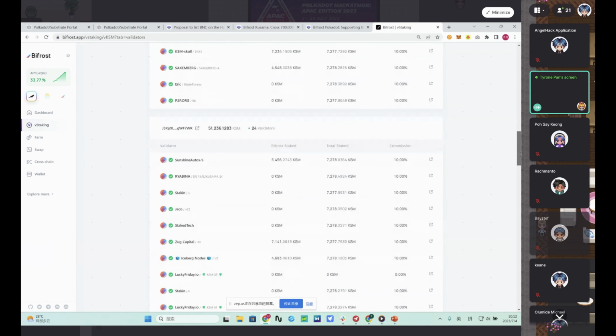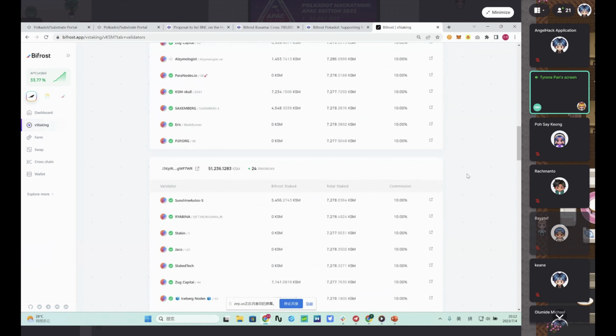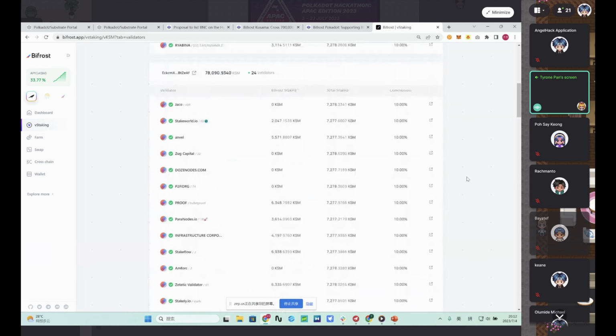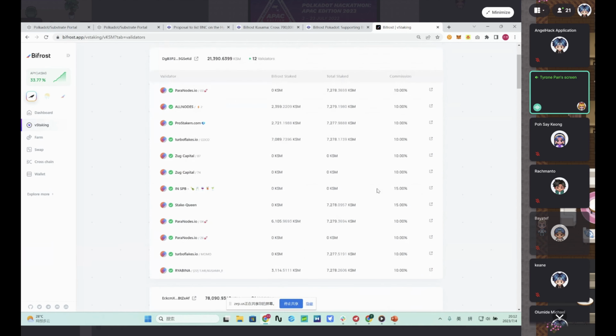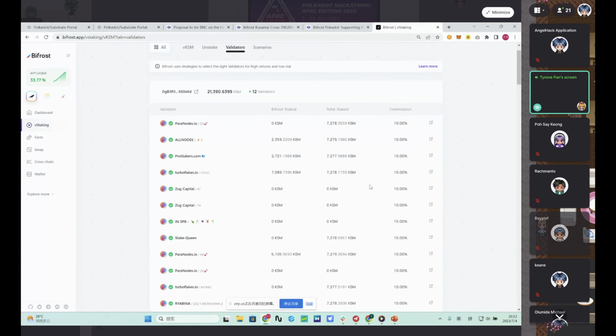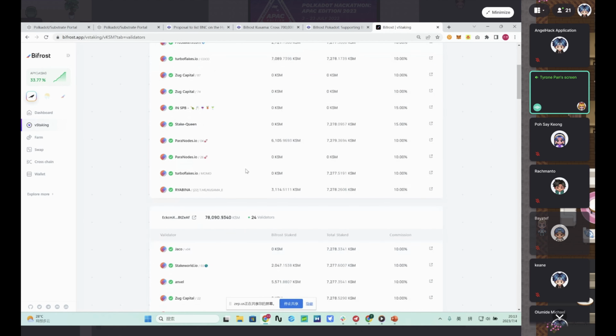It is quite like a whitelist, and anyone can propose on Bifrost to explain to the community why the validator is an advantage for the Bifrost ecosystem. So you can jump into the whitelist by governance, or you can be automatically selected via the mechanism. All right.